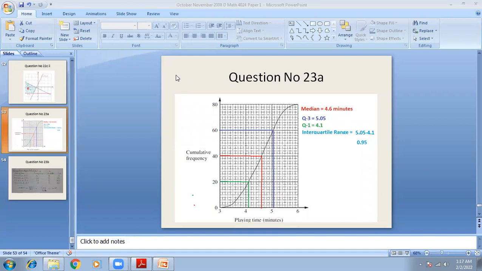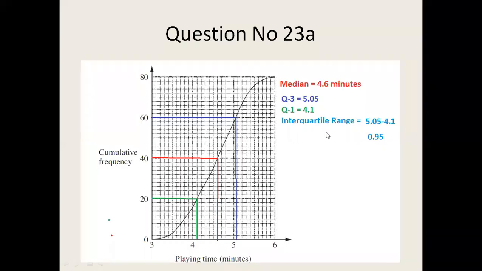So the lower quartile, that is Q1, that will be 25% of the 80, and 25% of the 80 will be 20. From 20 on the y-axis, go to the graph, check what the value of x is under that point, and that is 4 point something. So that is Q1. Q3 is 5.05. So subtract. Interquartile range will be the difference between Q3 and Q1. That's 0.95. That's the interquartile range.